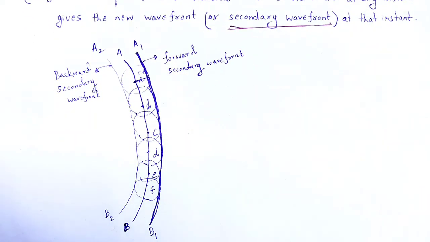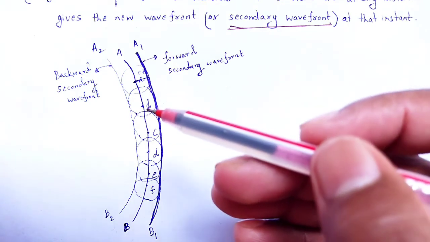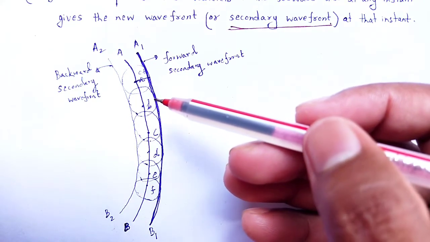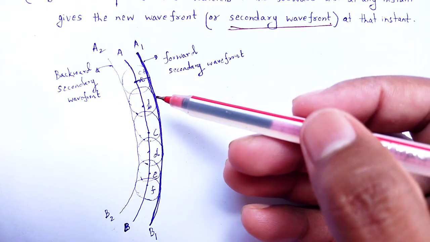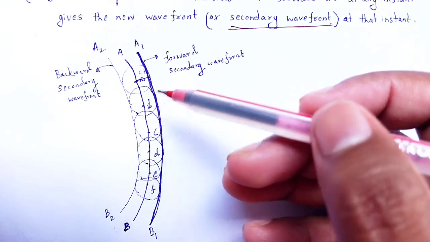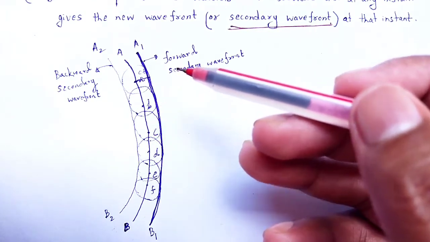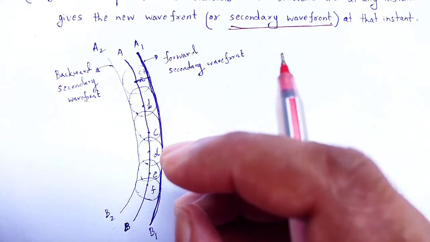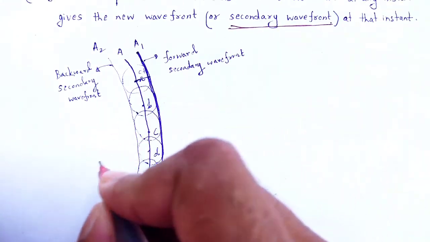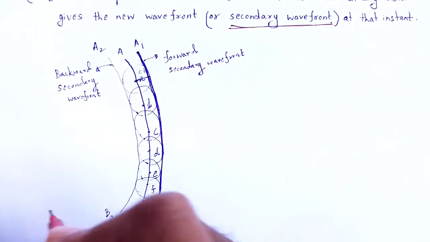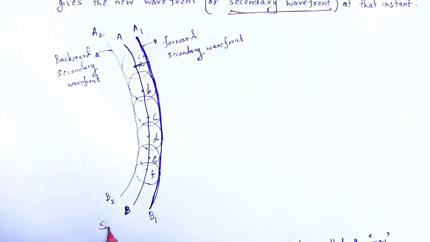This is the example of the shape and position of a wavefront at some instant by using Huygens principle in case of a spherical wavefront. That is a spherical wavefront.